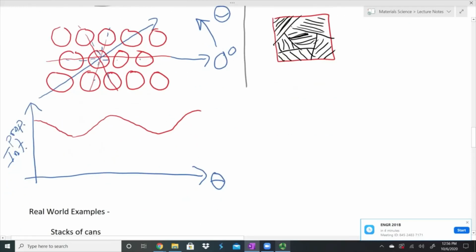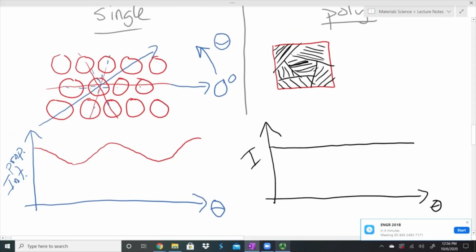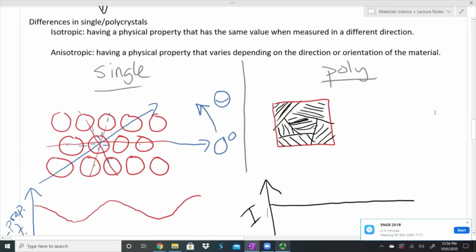And if I were to draw this same graph, with the same axes, I'm just going to put an I here for intensity. We might not get any spot way up here where we get the property really, really well, but we're not going to necessarily get it at the very bottom either. It's going to kind of average somewhere in the middle across the entire graph. The smaller the grains, the more grains that we have, we're going to see it averaged out even more. And so a single crystal is going to be anisotropic. A polycrystal is going to be isotropic.